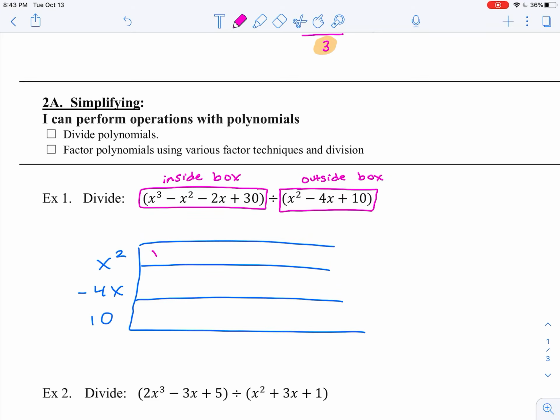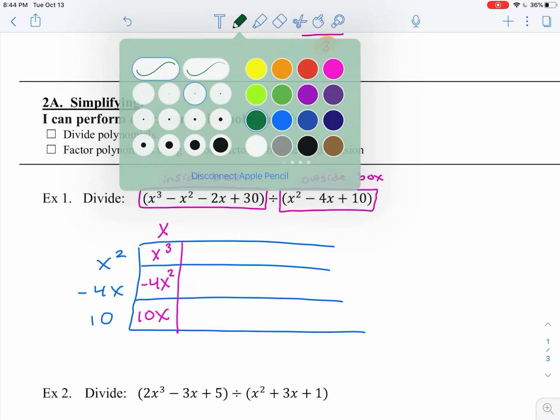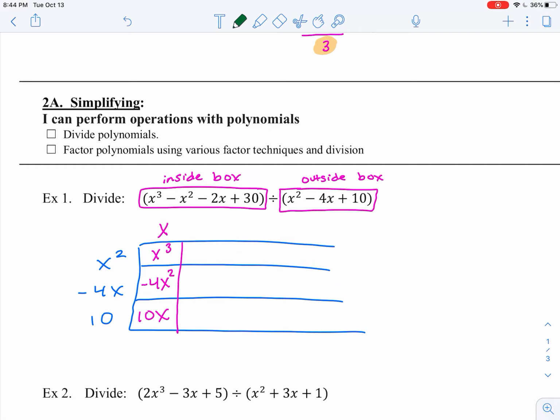And so I'm going to start by thinking about that x cubed, right? Let's just start there. What would I need to multiply x squared by to get x cubed? Well, we would need to multiply by x. And then if I'm going to multiply by x, everything would get multiplied by x. So that actually allows me to fill in these 2 boxes. So I get negative 4x squared and 10x. So this is kind of like a puzzle. You're always trying to figure out what you can fill in next.